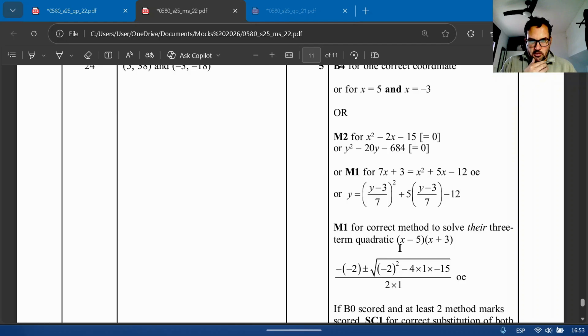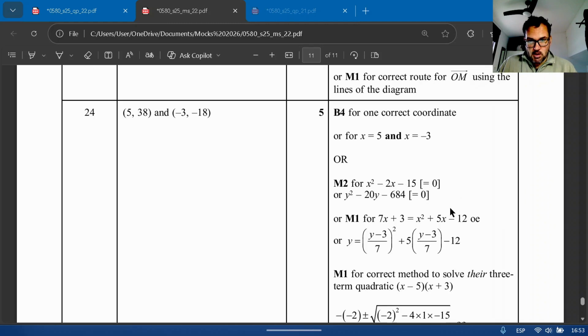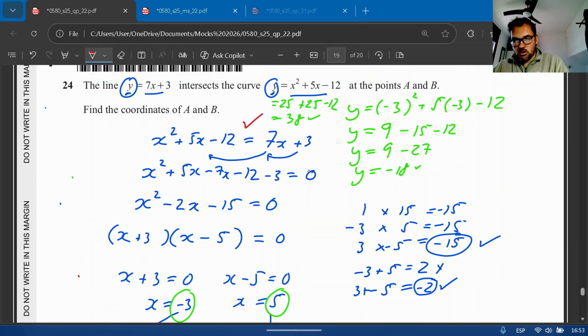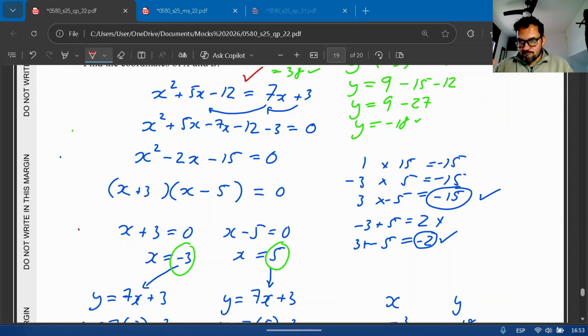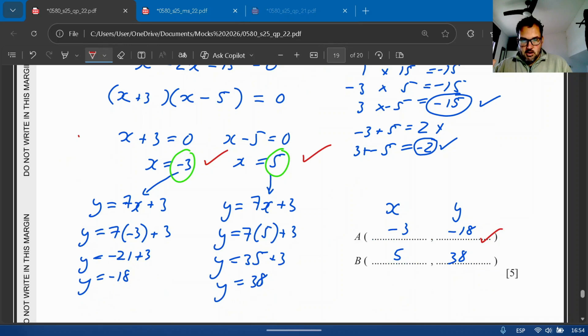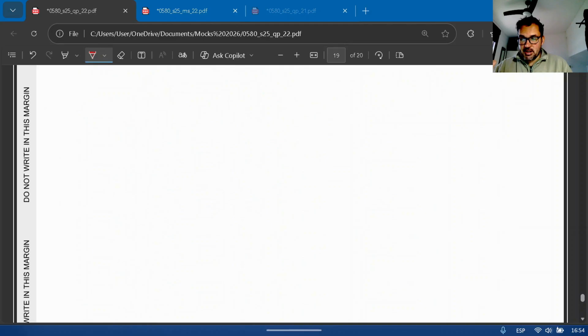See, you can use the quadratic formula as well. You can substitute the one equation into the other one. Basically it's 5 marks here for a correct method, setting them equal to each other. Then for your algebraic work, and then you get 1 mark for each x value, and then you get 1 mark for the y values. That's the way I understand the mark scheme anyway, to get your 5 marks. And that's it. Then you're done.